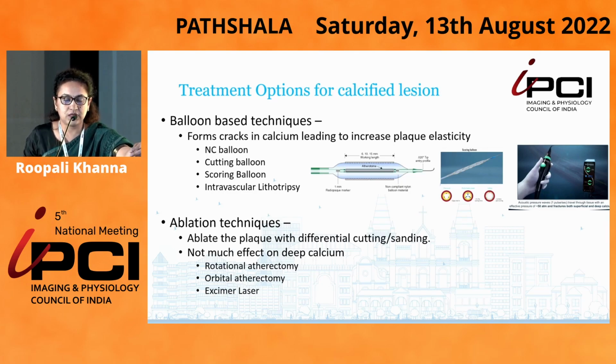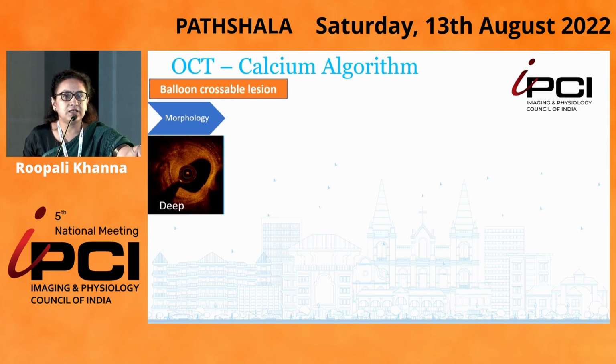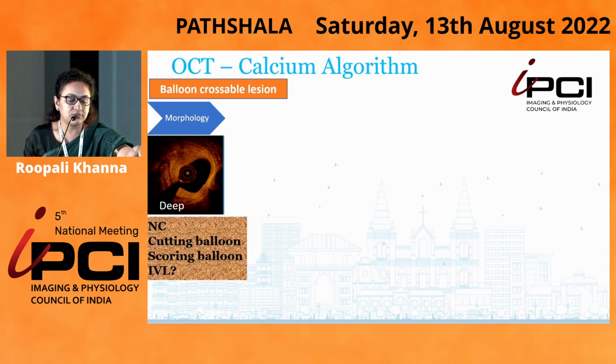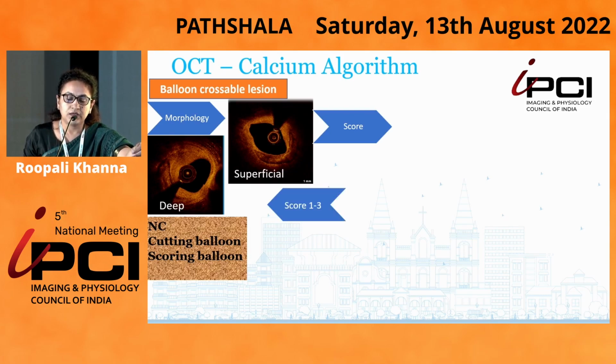So how to approach? The next speaker will talk about plaque modification, but if we look at the algorithm, if we are able to cross the OCT catheter, we first have to see the morphology. If it is deep calcium, then a cutting balloon, scoring balloon, or sometimes IVL will be helpful. If you have superficial calcium, then we have to assess the score. If the score is less than 1 to 3, then cutting and scoring balloon strategies will be helpful. But if the score is more than 4, then we have to do some plaque modification in the form of atherectomy or IVL.